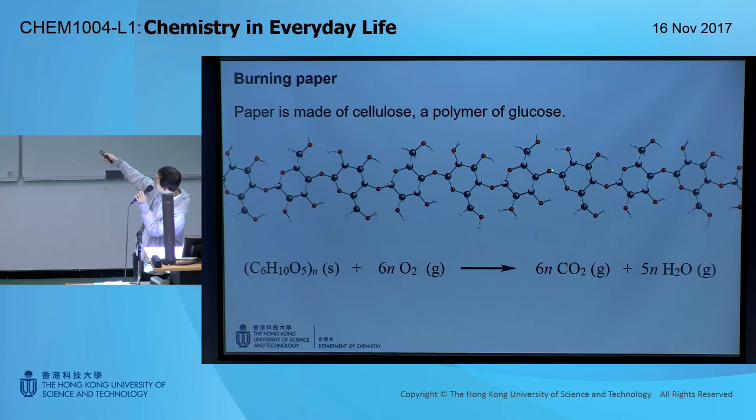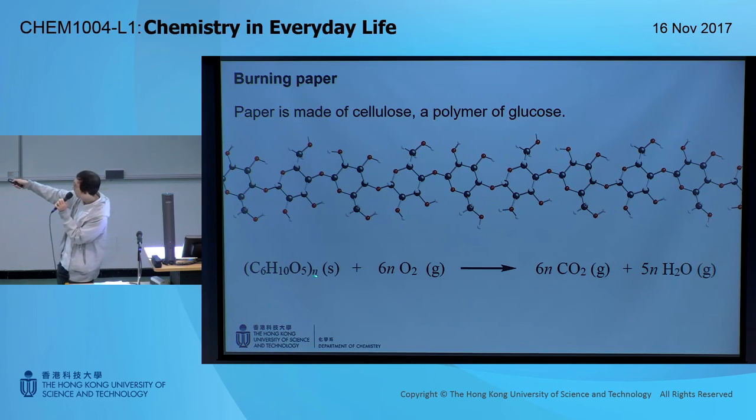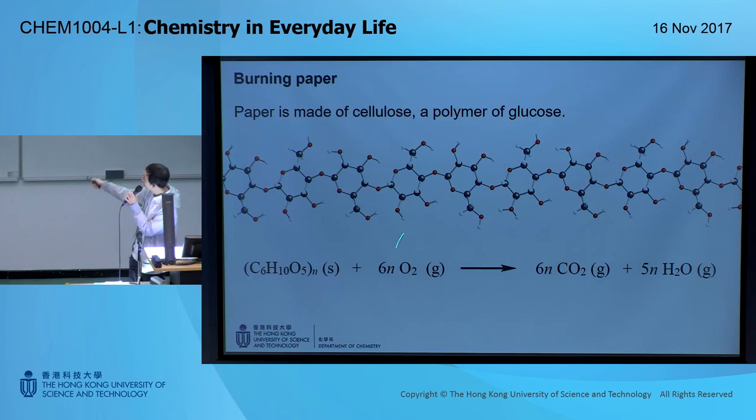So we have to lose the water when we put them together into a chain, and there are n number of units of this C6H10O5. So that's 1 unit of the glucose inside the cellulose chain. When we burn them, we take oxygen and we will produce carbon dioxide and water. So when we're burning paper, we change it into carbon dioxide and water. So we can balance the equation.